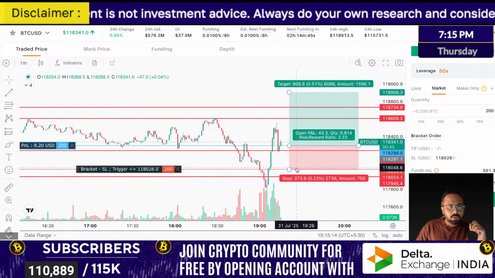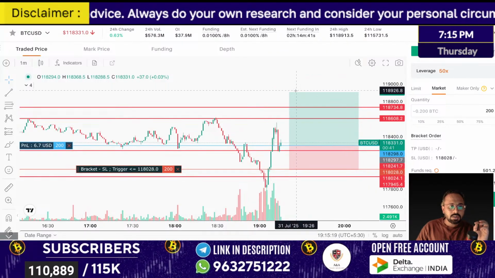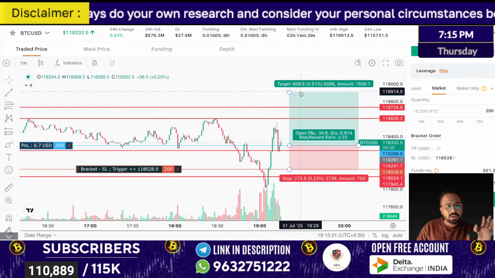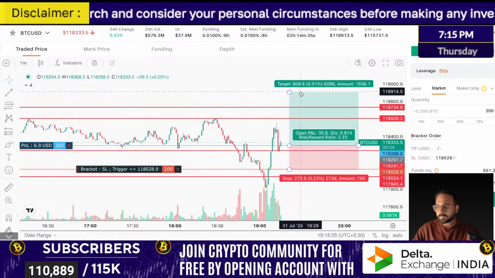You can see this is my stop loss around 270 to 80 points. That's it. Target is around 600 points. Around 1:2 risk reward is the trade plan.